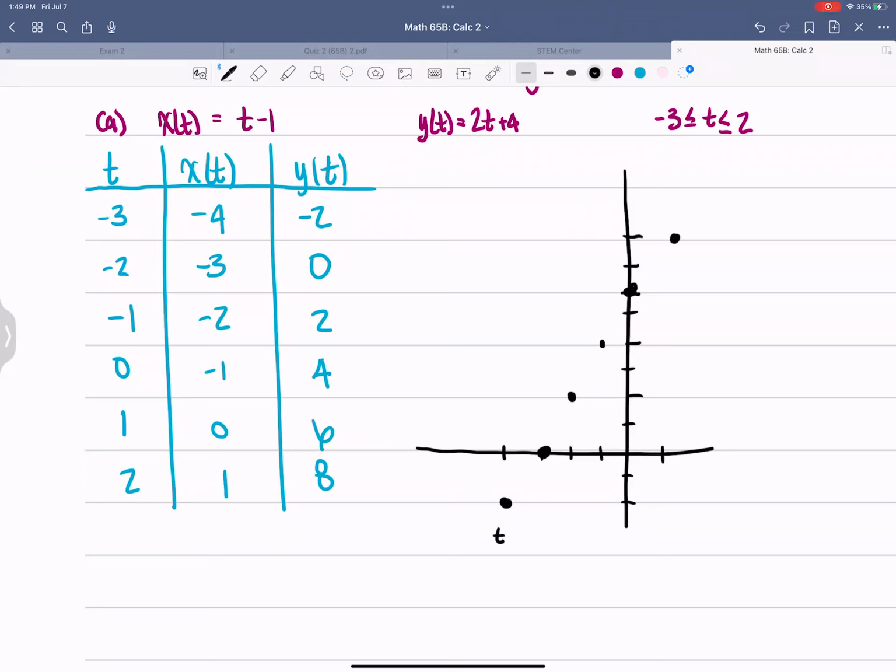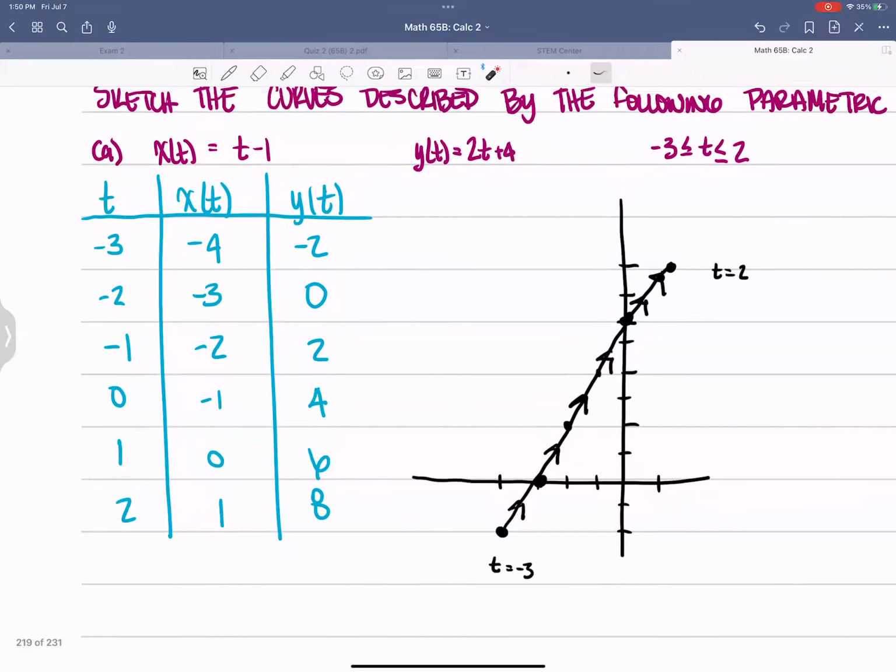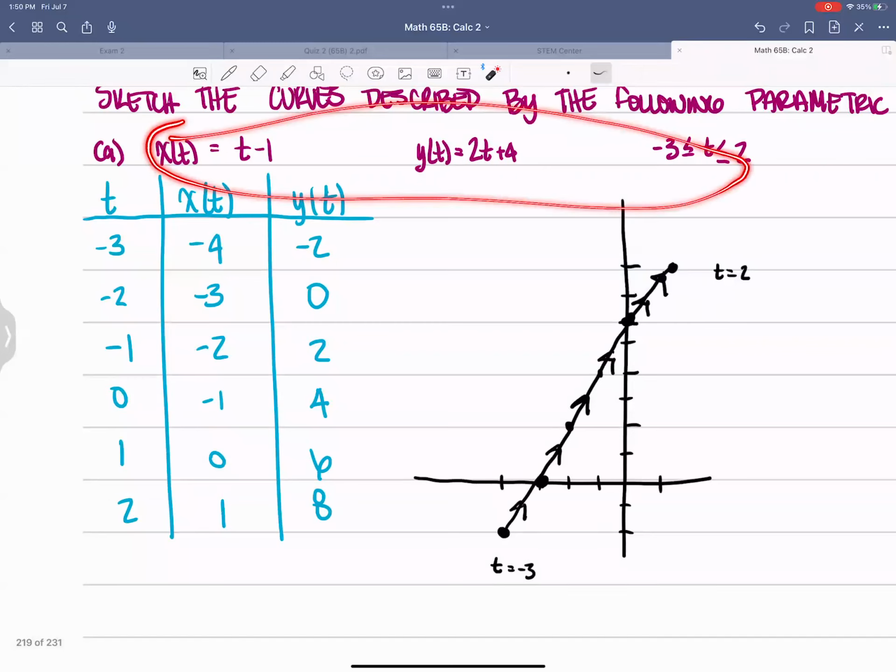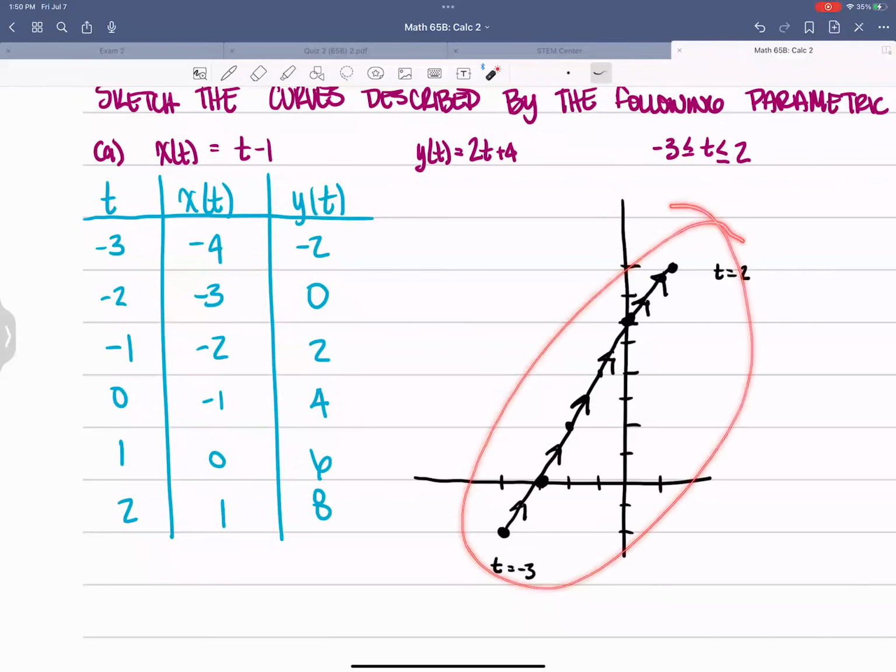Notice this was when t is equal to -3. Up here we have t equal to 2. We go straight this way. There's also an orientation, so values were going in this direction as we kept going. And there we go. This is what these parametric equations came up with. So they came up with this graph right here.